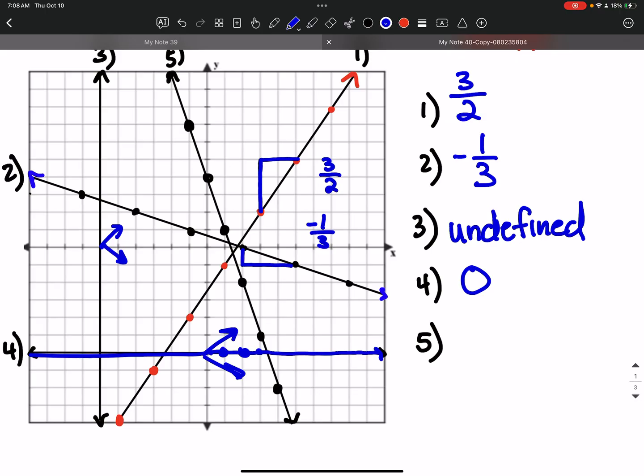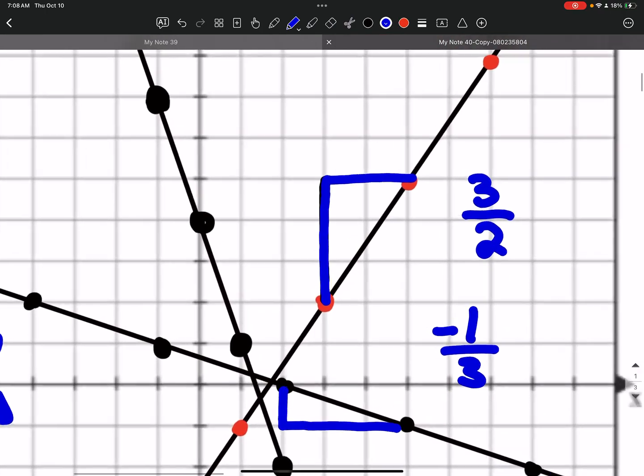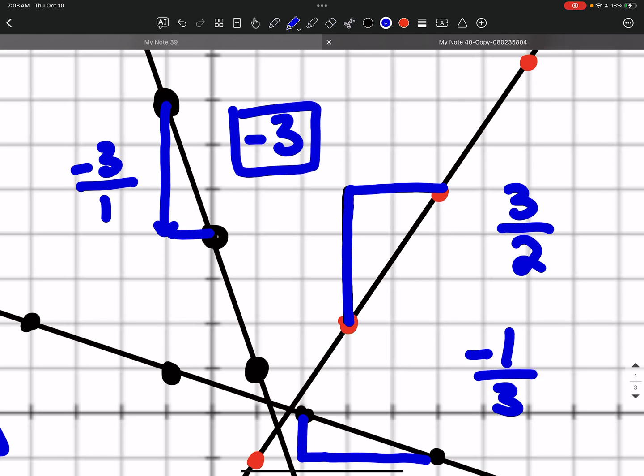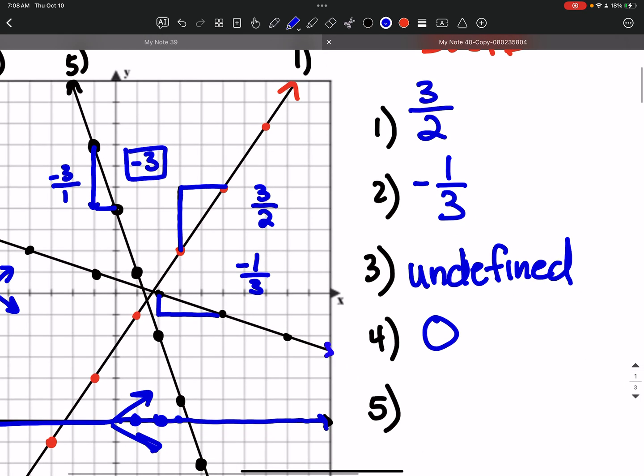Let's see, number five is losing money. How much is number five losing money? Well, he's going down. He's losing money. How much does he lose? He loses $3 every 1 day. So if you lose $3 every day, that's your score. Whatever you do every day, that's your score. So -3 divided by 1 is just -3.